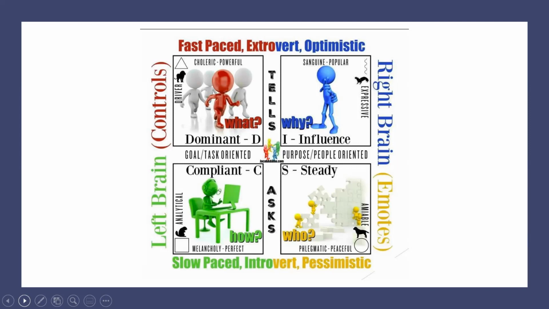Moving over now to our C, their question is going to be how. They're going to ask more of the details. They want to know, how does this work? Again, they're slow-paced, introvert, and pessimistic. They're analytical. They're the beaver. They're the square. They're compliant. They're left brain, goal, and task-oriented.